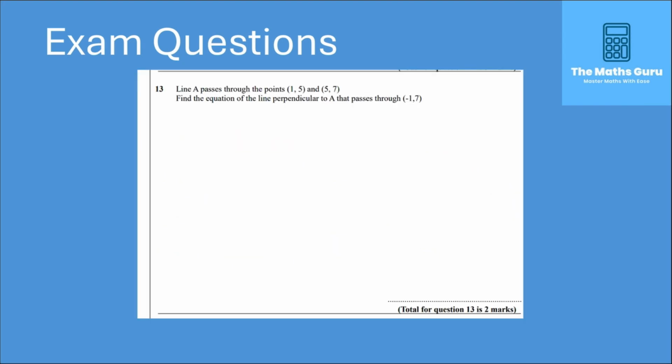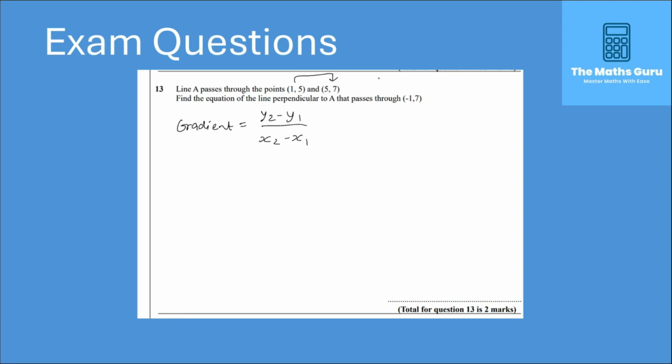So moving on to the next question, we're told that line A passes through points (1, 5) and (5, 7). Find the equation of the line perpendicular to A that passes through (-1, 7). So the first thing we're going to need to do is work out the gradient of our line A. The formula for gradient is equal to y2 minus y1 over x2 minus x1.